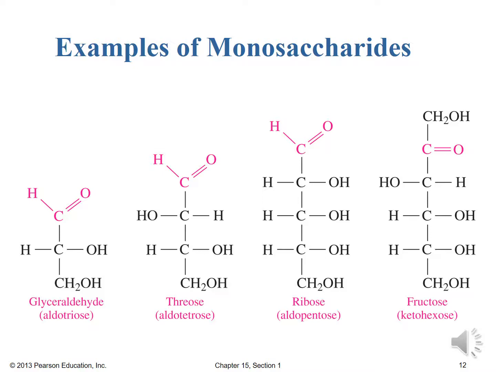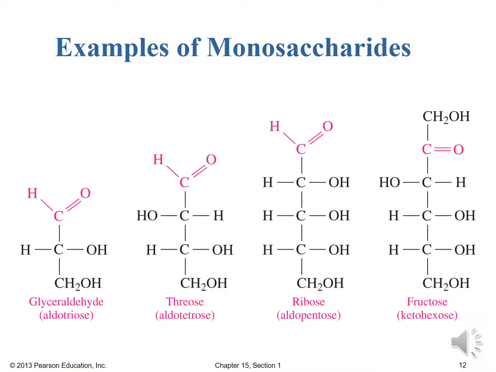And you'll notice also that you have 1 fewer hydroxyl group than carbon. So if we go back to glyceraldehyde, it's got 3 carbons and 2 hydroxyl groups. The tetrose has 4 carbons and 3 hydroxyl groups. Now ribose has 5 carbons and 4 hydroxyl groups. And then finally fructose, which we had just talked about on our previous slide, has now 6 carbons and 5 hydroxyl groups. So there we have it.